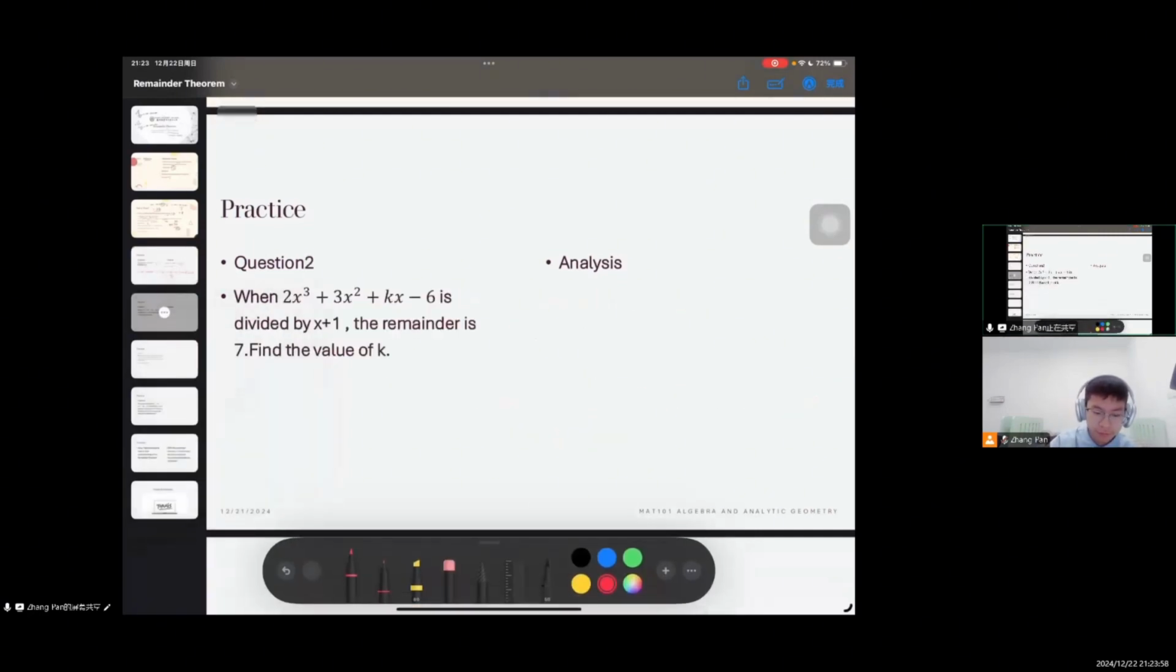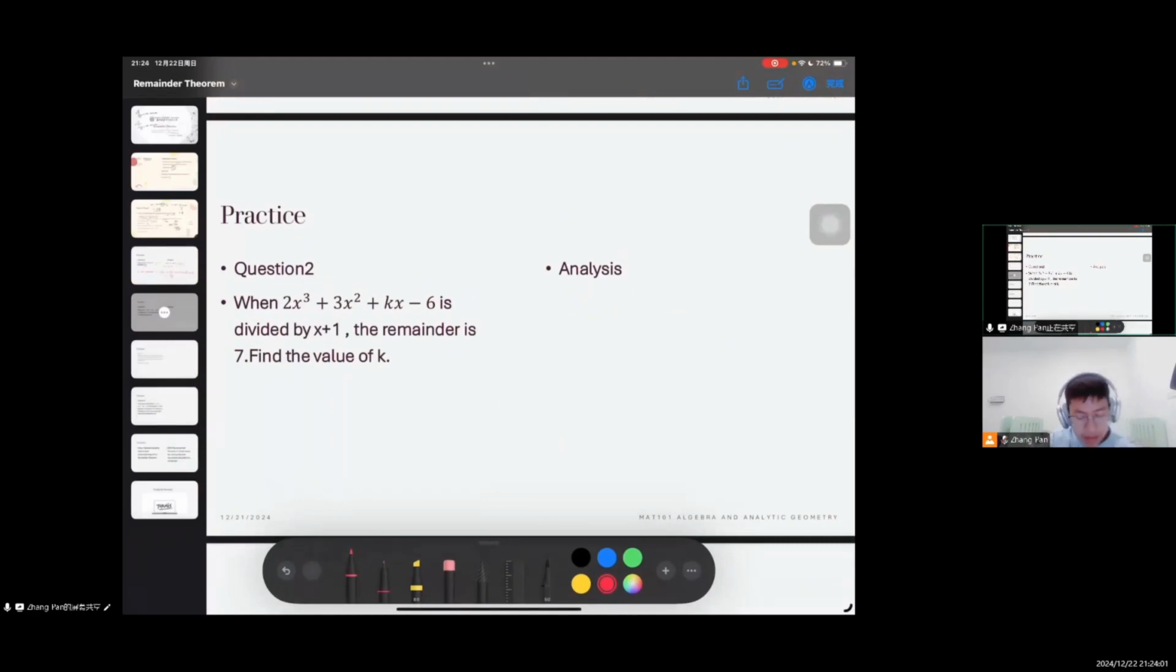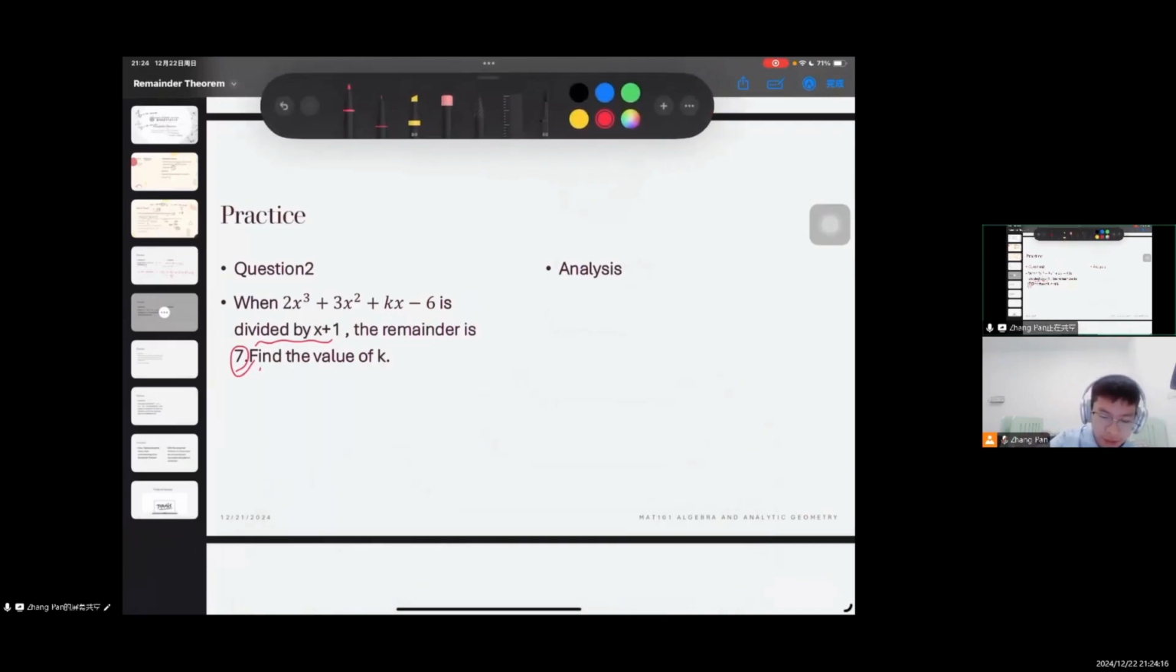We can see question 2. When 2x^3 plus 3x squared plus kx minus 6 is divided by x plus 1, the remainder is 7. It's not difficult to find that x plus 1 is still of the form ax minus b, right? So in this case, a equals 1 and b equals minus 1.